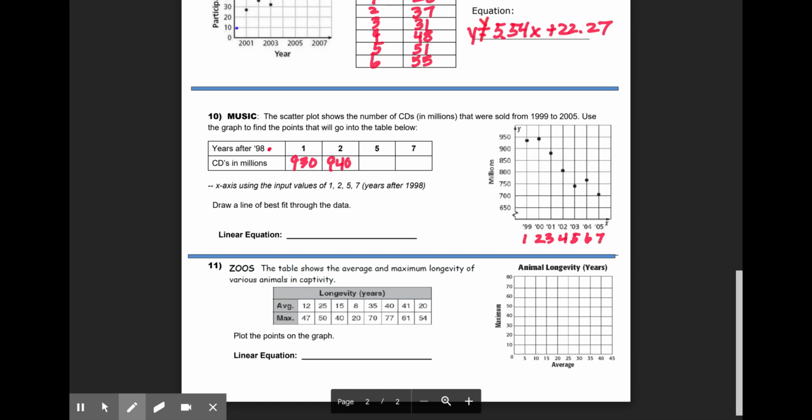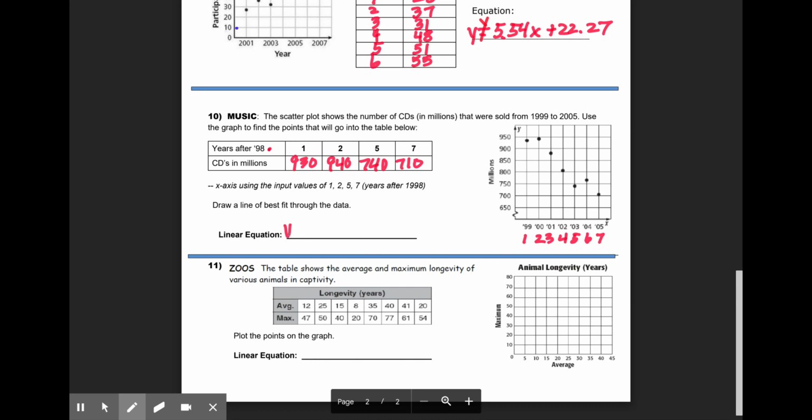So we want to go right here at 5. And it looks like 5 is going to be about 740. And then 7 would be year 2005. And so that looks like it's going to be about 710. Draw a line of best fit through the data, and then you have your linear equation, of course. So you might want to take this time and pause it and go ahead and practice putting this into the calculator.